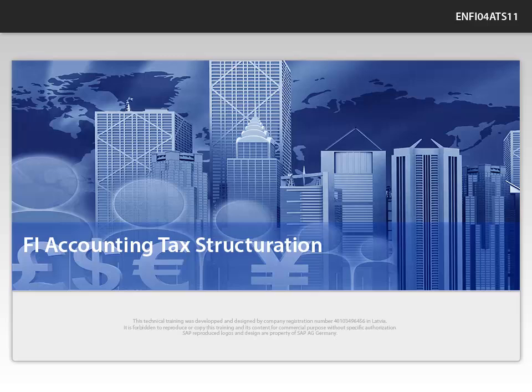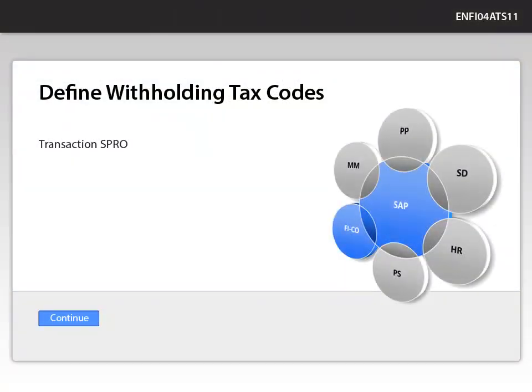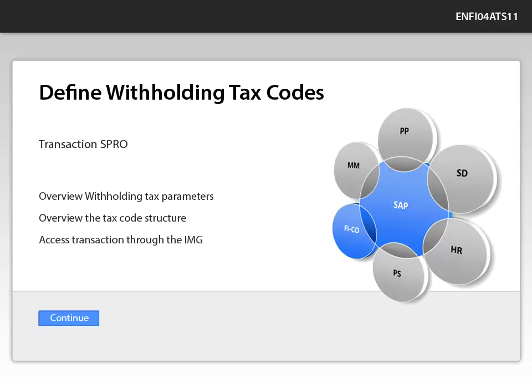FI Accounting Tax Structuration. Define withholding tax codes. Transaction SPRO. Overview withholding tax parameters. Overview the tax code structure. Access transaction through the IMG. Define the new withholding tax code.